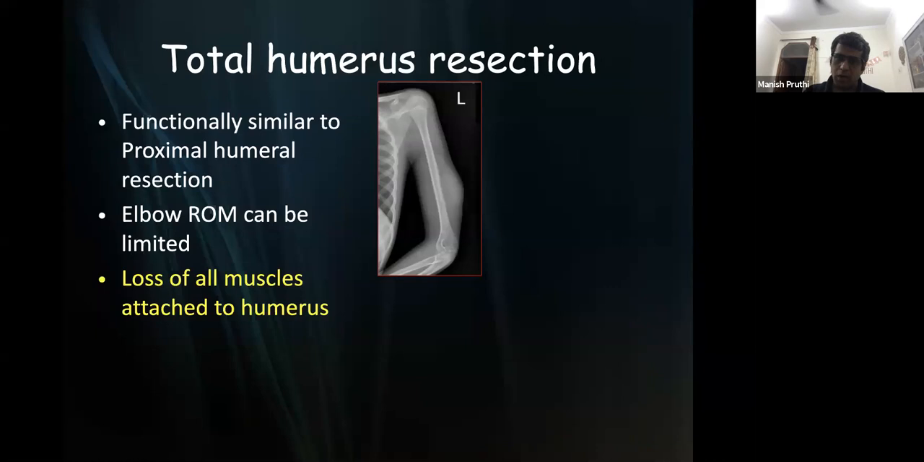We can even do a total humerus resection and reconstruct it with a prosthesis. Functionally, it is similar to proximal humerus resection as the patient loses the shoulder movements, but the patient can get a good elbow and hand function. And the same thing happens, we lose all muscles attached to the humerus. So the elbow also becomes a little weak because we lose the brachialis origin also.